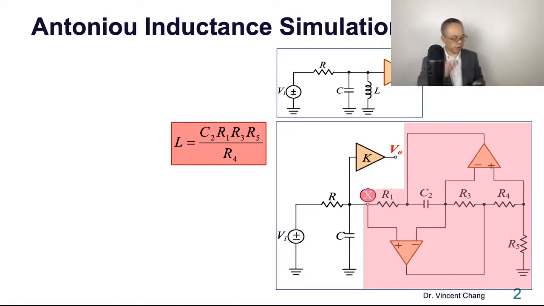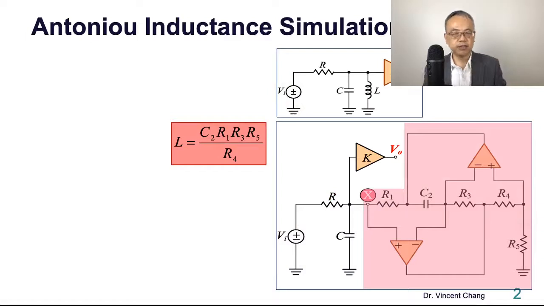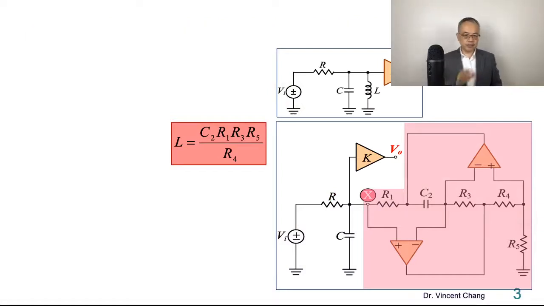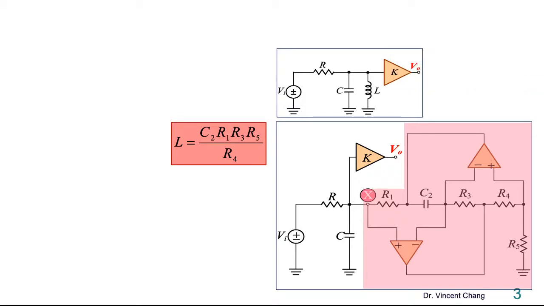What's the characteristic of the buffer amplifier? It's supposed to be a very high what? Input impedance, and very low output resistance. So very high input resistance and very low output resistance. So now you are facing what type of filter?